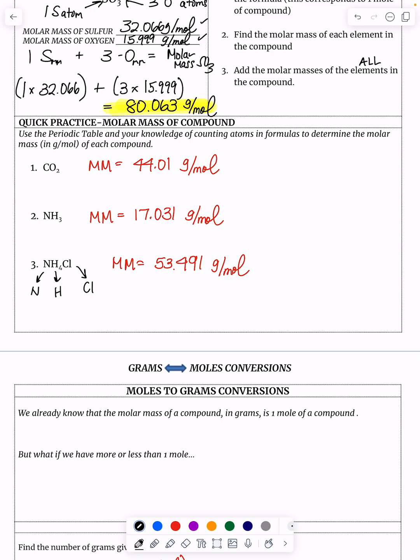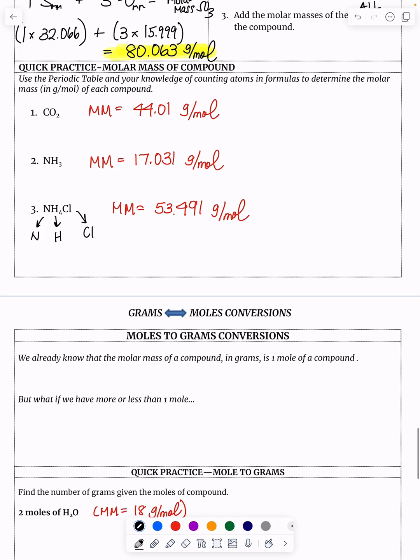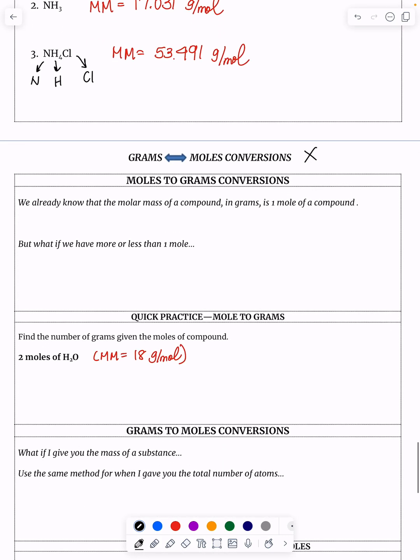Now we're going to convert between grams and moles, which is going to be gigantic for the rest of this school year. Please star, circle, highlight this. This is definitely final exam work.